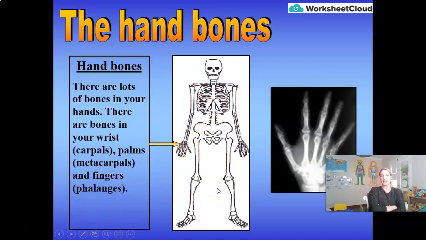Hand bones. There are lots of bones in your hands, and in fact, if you hold your hand up to your face and you wiggle, you should be able to see some of them moving. There are bones in your wrist, which are called carpals, palms, which are called metacarpals, and your fingers, and I quite like this word, phalanges. Those are the words for your fingers.